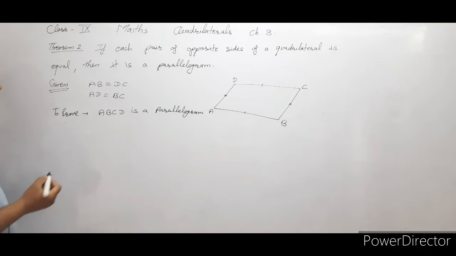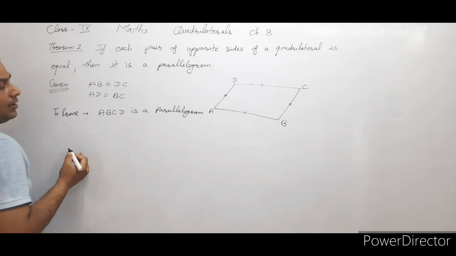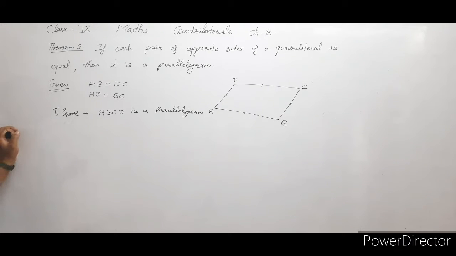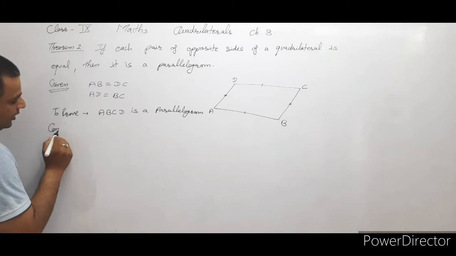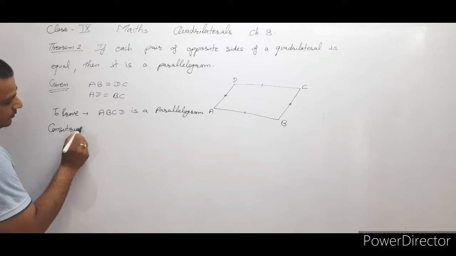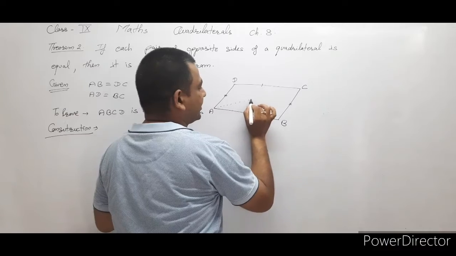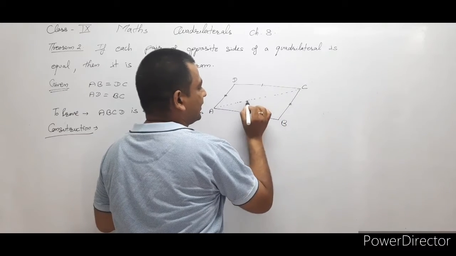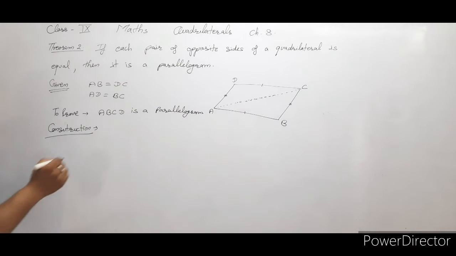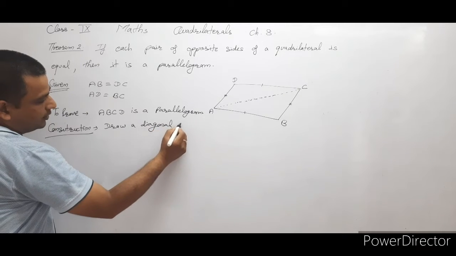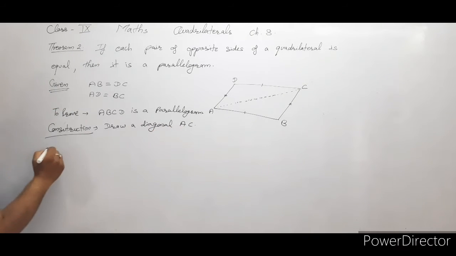To prove this is a parallelogram, we have to prove that opposite sides are parallel also. Opposite sides are equal. If these sides are parallel also, then we can say that this quadrilateral is a parallelogram. For that, it needs construction work. In construction, draw a diagonal AC.